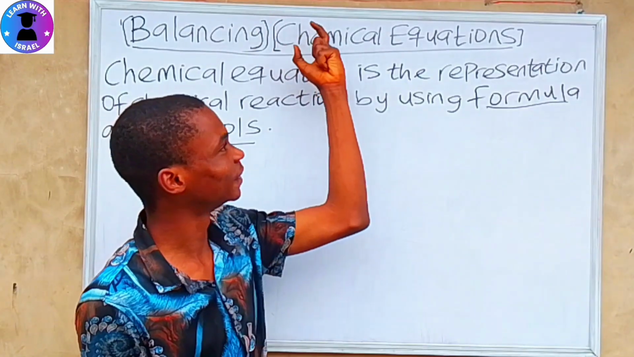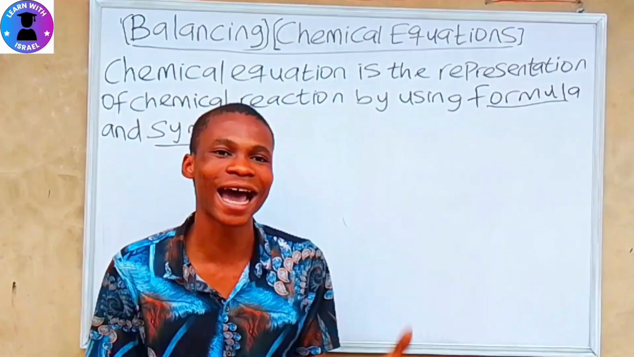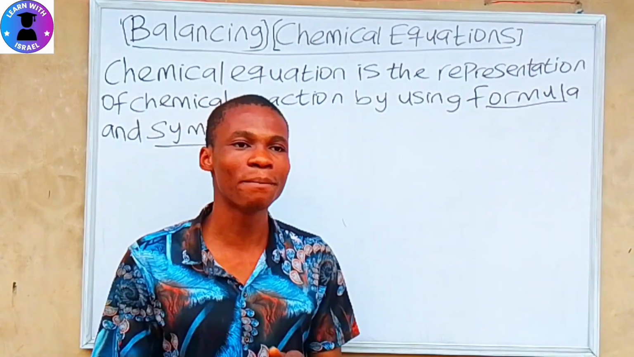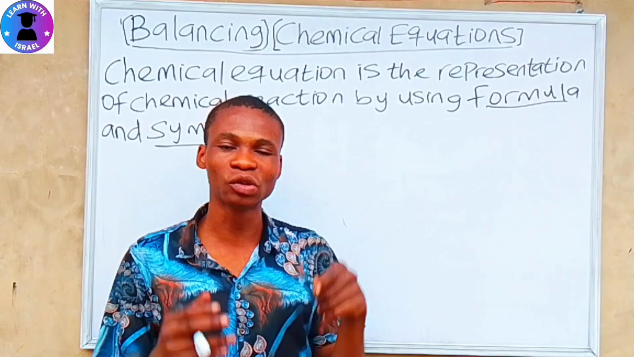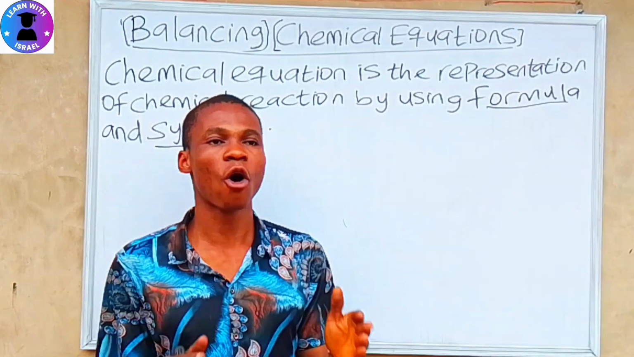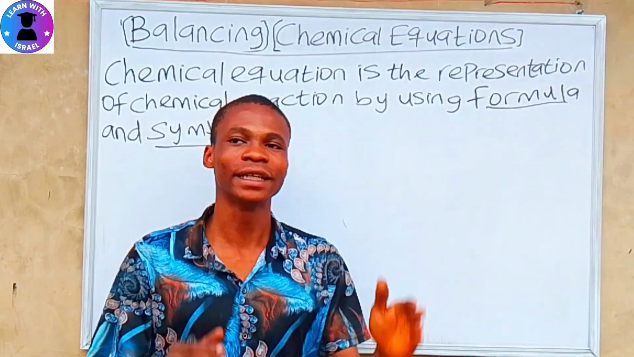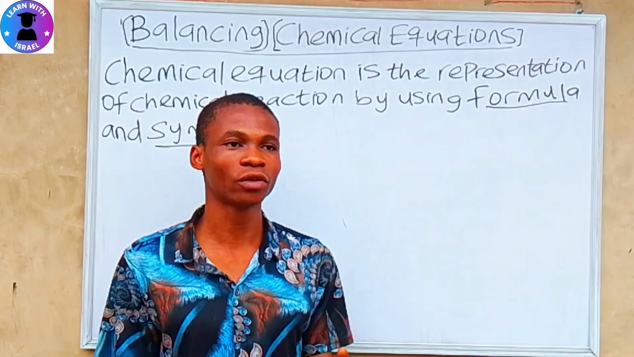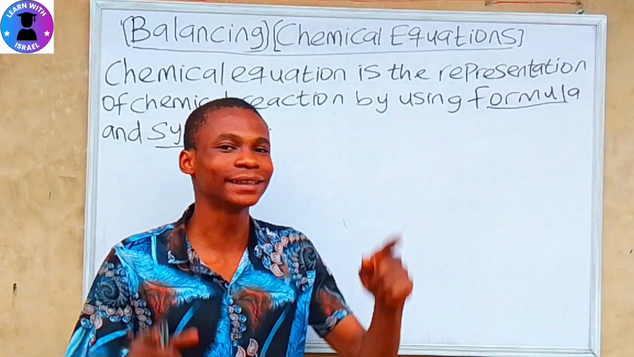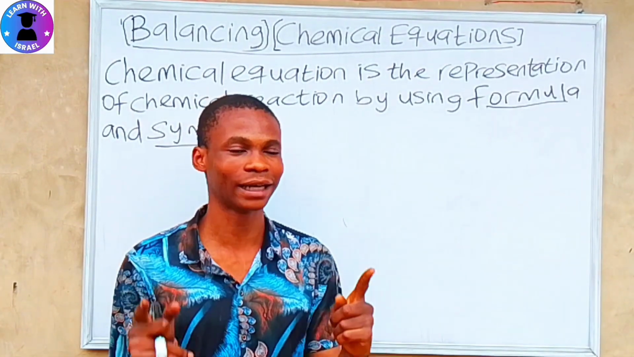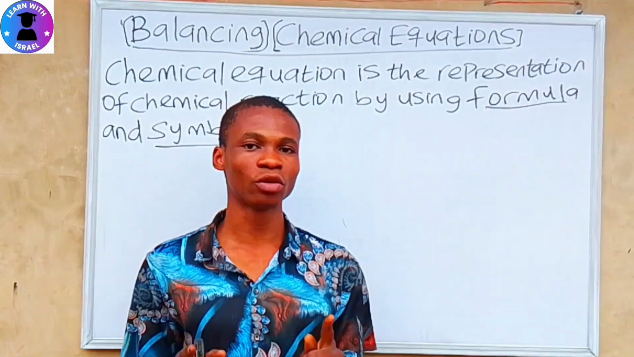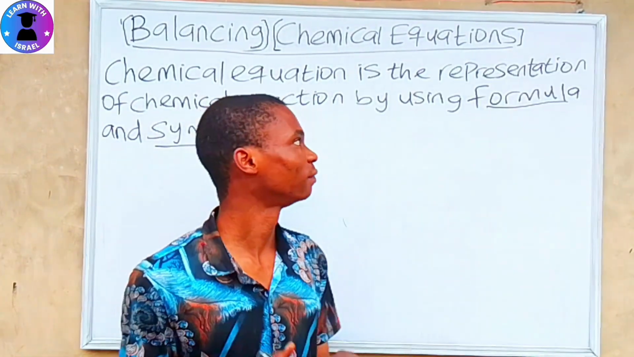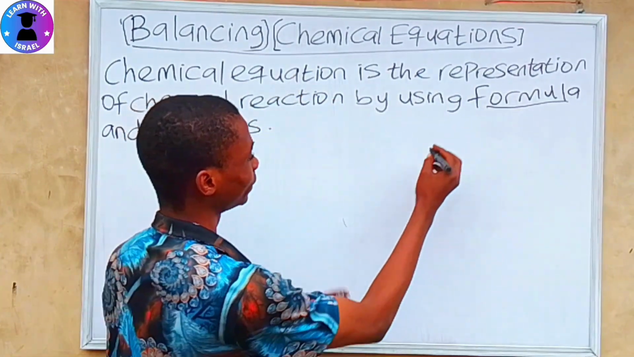When I say balancing, it means ensuring that the number of atoms for each element in the chemical reaction on both sides is balanced. And I will show you guys one example now. So look at this.